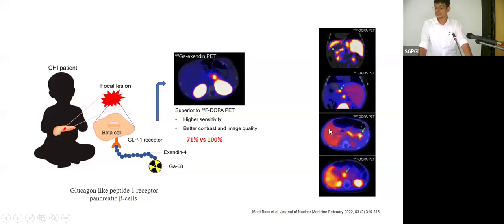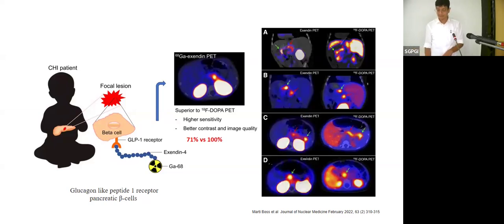This is the axial and there is the tail. This is the body of the pancreas. There are two foci. One of them is showing more uptake and another is showing less uptake. And this is the DOPA of a child, which is showing diffuse increase with focal uptake in the region of the head. But we now have one tracer, which is actually glucagon-like peptide 1 receptor.